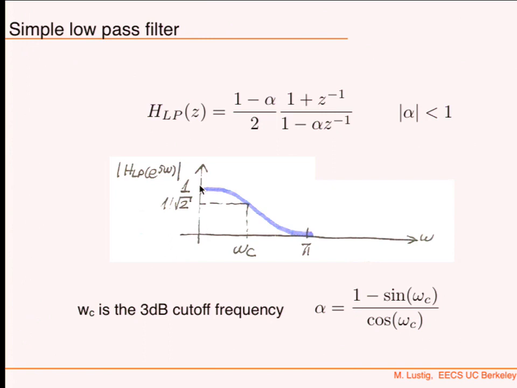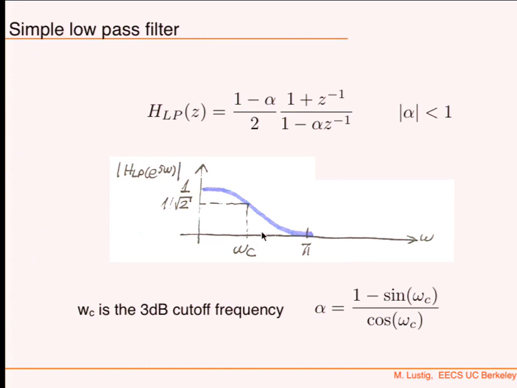And then if you want to translate a cutoff frequency, which is the minus 3 dB cutoff, into the parameter alpha, you just prescribe alpha as (1 minus sine omega sub c) divided by cosine omega sub c, and that will guarantee that the cutoff frequency is going to happen at omega sub c. That's the point of 3 dB, because if you prescribe an alpha that way, then you see that at that omega, you get half.